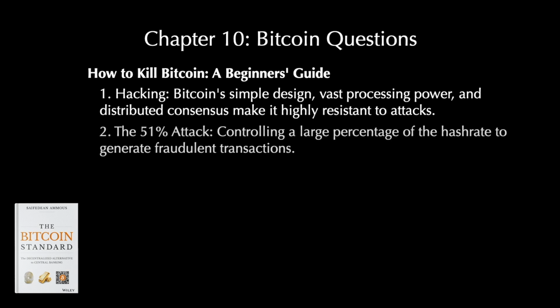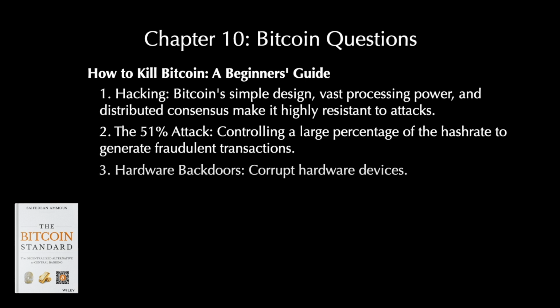Number 2, the 51% attack. This involves a miner controlling a large percentage of the hash rate to generate fraudulent transactions. While technically possible, it's economically disadvantageous as it would undermine trust in Bitcoin and decrease its value. Criminals do not want to decrease in value that which they steal. Number 3, hardware backdoors. It's technically feasible to corrupt hardware running Bitcoin software, allowing outside parties to access or control it. This could damage Bitcoin's reputation and demand. However, as Bitcoin mining grows and diversifies its hardware providers, this risk decreases.